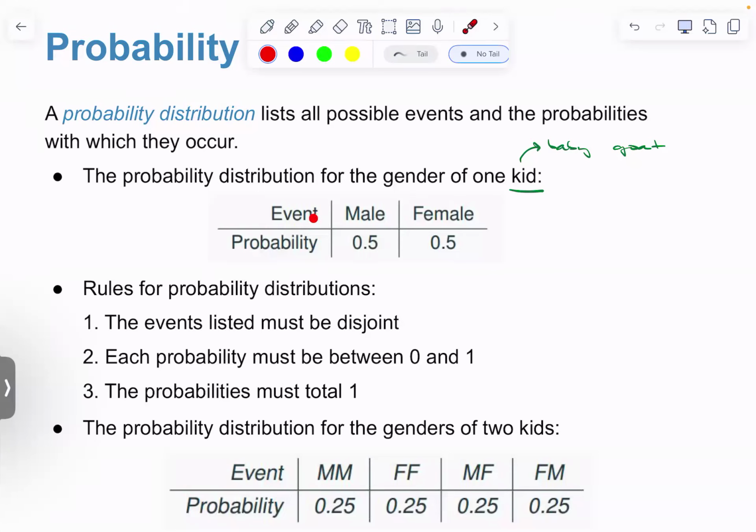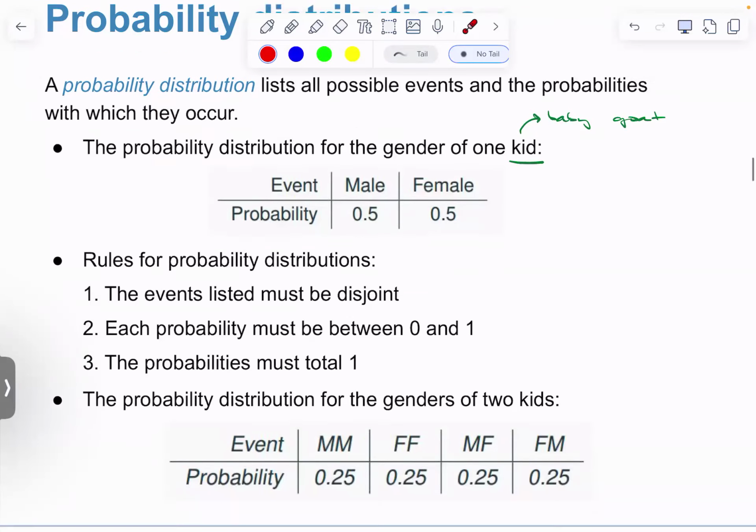You've got one baby goat. It's either male or female with a probability of 0.5, 0.5. Okay. So this is what we call a probability distribution, right? Only one of these will happen, right? Because they're disjoint. For simplicity, we'll call them disjoint.